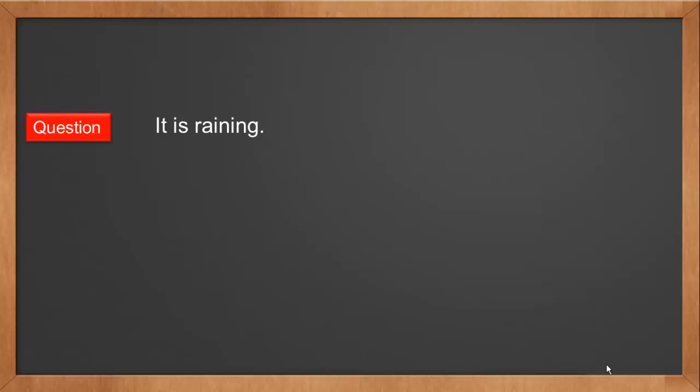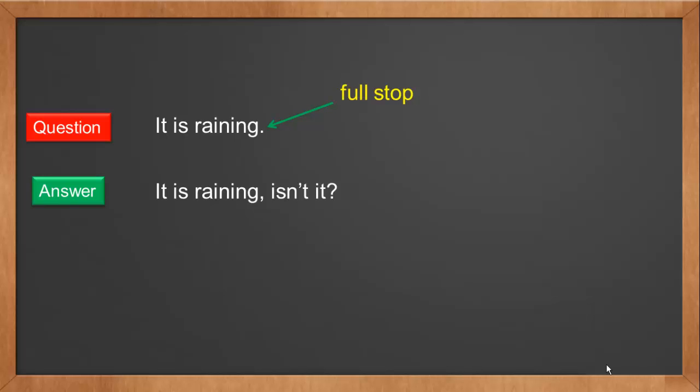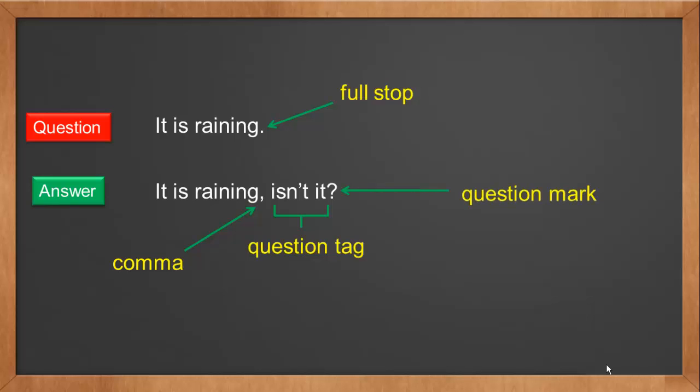For example, if the statement is, it is raining, the answer would be, it is raining, isn't it? So note that in the statement we have a full stop, while in the answer, instead of the full stop we have a comma, and then it is followed by the question tag, isn't it? We use isn't because it is the opposite of the verb is. And finally we have the question mark.